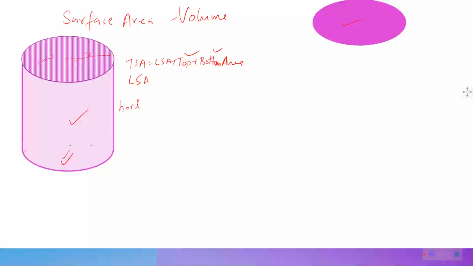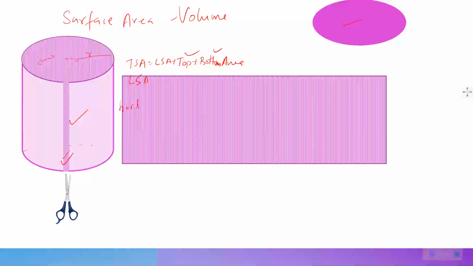So let me cut this. I am going to develop a formula for this. We need a formula to calculate. So I am going to cut here with a scissor upon it. Spread it. Now what happened?